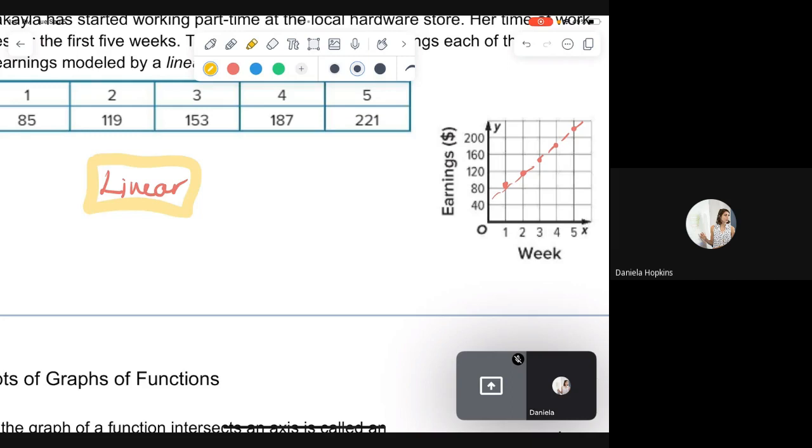I don't. Do we have questions about linearity versus nonlinearity?